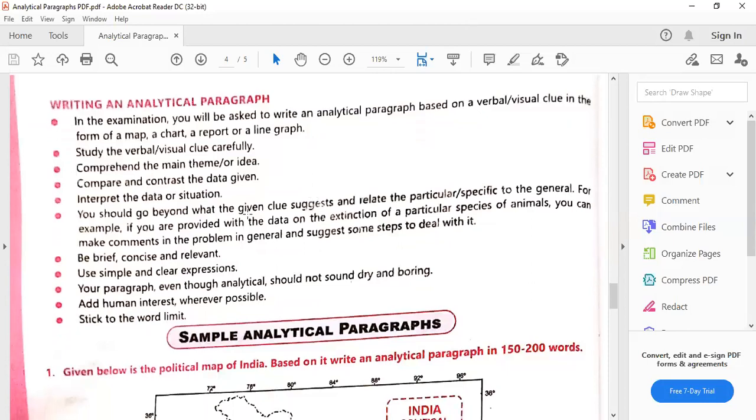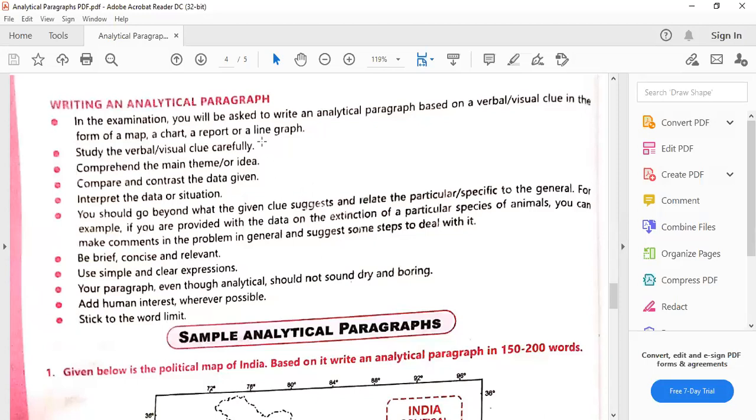Then you must compare the कौन से figures जो हैं कब वो बढ़ रहे थे, कब कम हो रहे थे, कहाँ equal है. So this compare and contrast should be done. Then interpret the data or situation. After that, you are to interpret that data or the situation in your words to write a paragraph. So be particular that you must have these steps first.